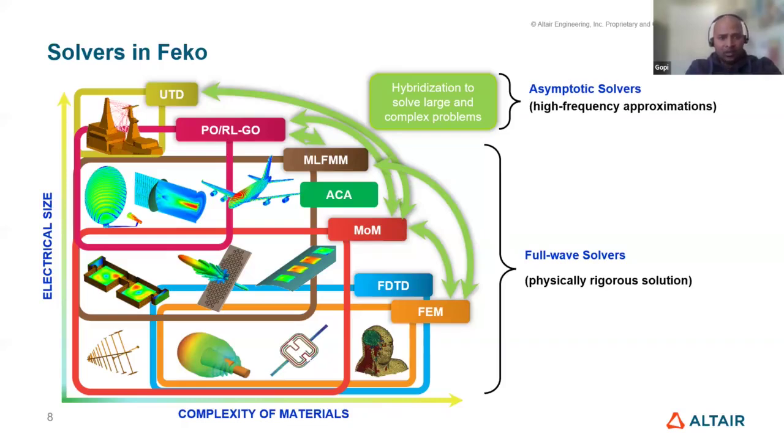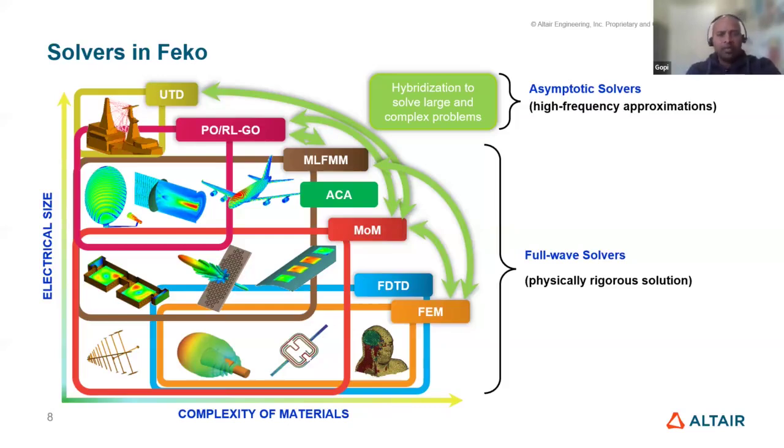Okay? And the top three are classified as the asymptotic solvers because they involve some high frequency approximations. But if you model the problem well within those approximations, you will get an answer which is very close to a full wave solution. When you use a full wave solution, because there are no approximations, that's the most accurate numerical solution you can get for a given problem. But using asymptotic solvers, for a lot less computational resources, you will still be able to come close to a full wave solution, provided you are well within the approximations of that given solver.